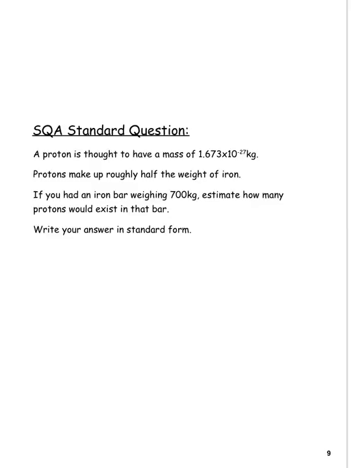So this question is about protons, which are incredibly small parts of atoms. And you need to figure out how many protons make up an iron bar that weighs 700 kilograms. Now, very sneakily, they've slipped in that the protons make up roughly half the weight of the iron. So what we need to do is, first of all, half the weight of the iron. Half of 700 is 350.